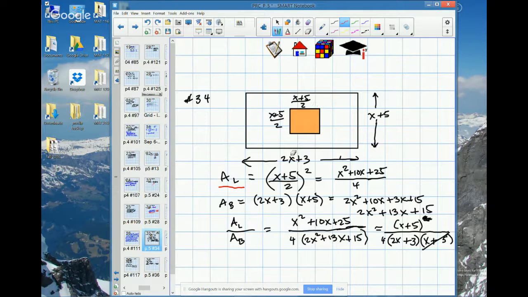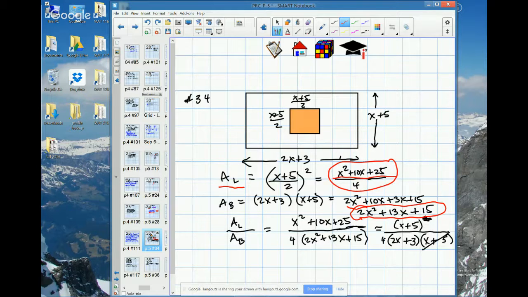So x plus 5 over 2 times x plus 5 over 2. On top, you literally have to multiply x plus 5 times x plus 5. That'll give you this numerator here. 2 times 2 is 4. So we've got the area of the little. Area of the big: the long length here is 2x plus 3, the vertical height is x plus 5. Multiply it out, and we get this. When you simplify it, here it is. These two like terms in the middle, 10x and 3x, of course become 13x.